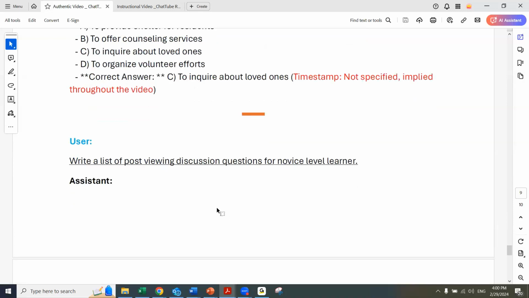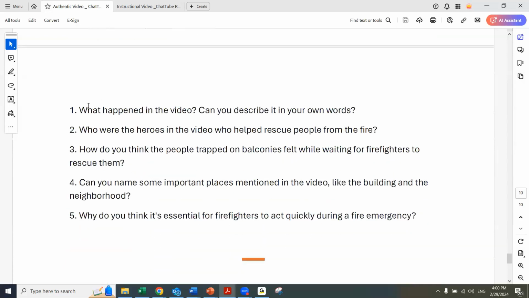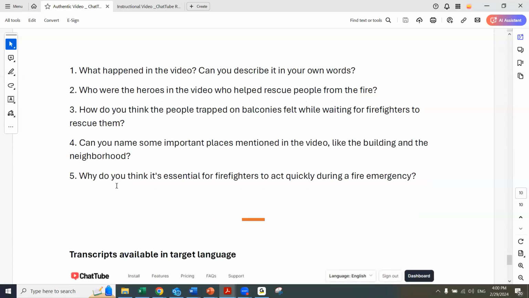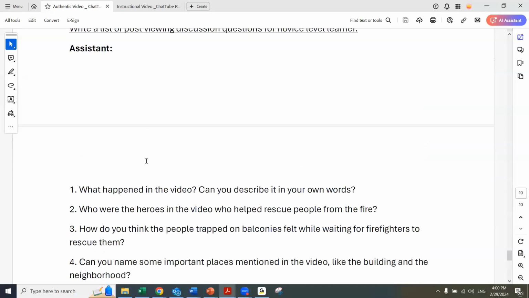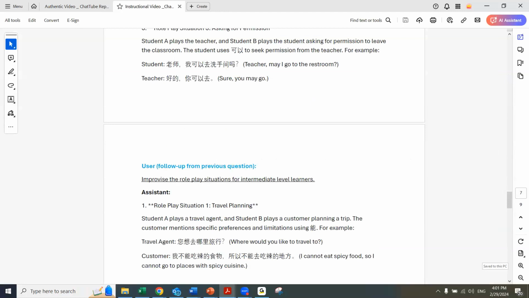And then I asked one more for discussion questions for a novice level learner. These are the questions it gave, like simply what happened? Can you describe it? Where, when, and why? So you can also play around with just changing the level of the learner, to see if it will give you more complex discussion prompts.